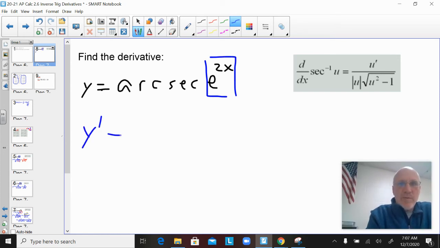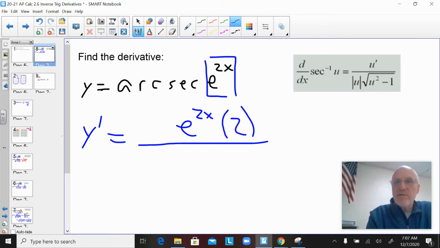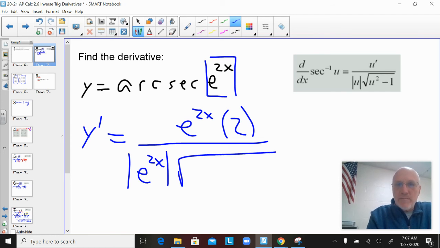So y prime equals, still u prime on top, the derivative of e to the 2x. The derivative of e to the something is itself times the derivative of the exponent. So there's u prime. And then it says the absolute value of u, what was u here, e to the 2x. And then times the square root of u squared minus 1. Gotta be real careful how this might look when we're done here. That's u squared minus 1.